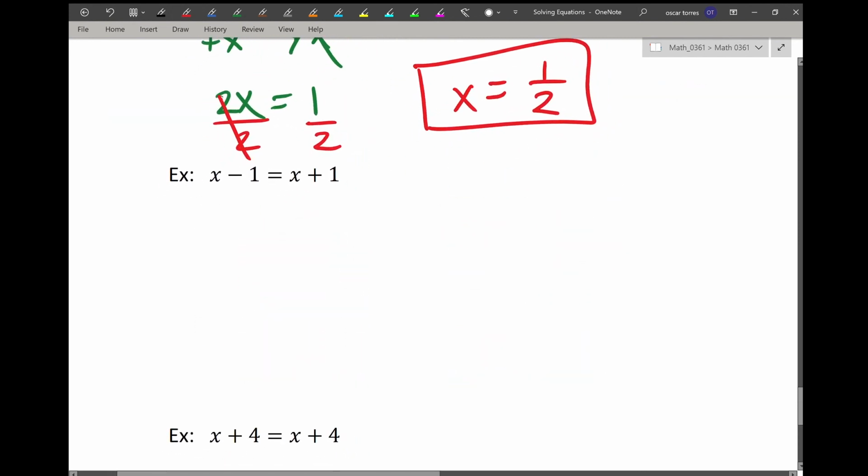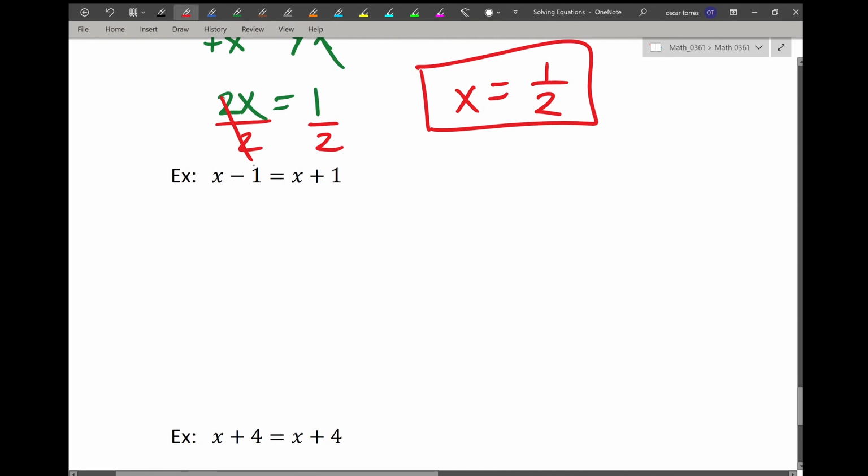For this example, we're going to do it the same way. We can focus on the left-hand side first. So first off, we have x's on both the left and right-hand side. We want to move the x's together, but we always want to move the numbers together too. So x is being subtracted by 1, which means we can add 1 to both the left and the right-hand side. On the left side, the ones go away. It leaves me with x equals x plus 2.